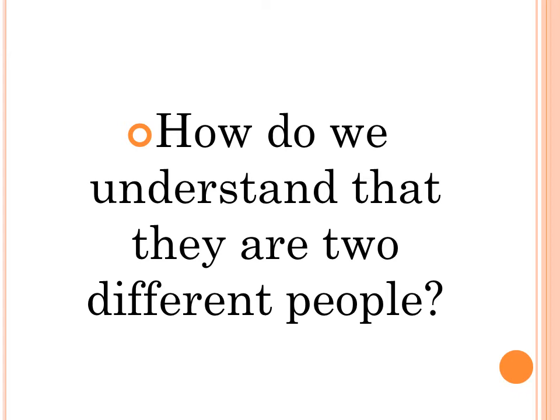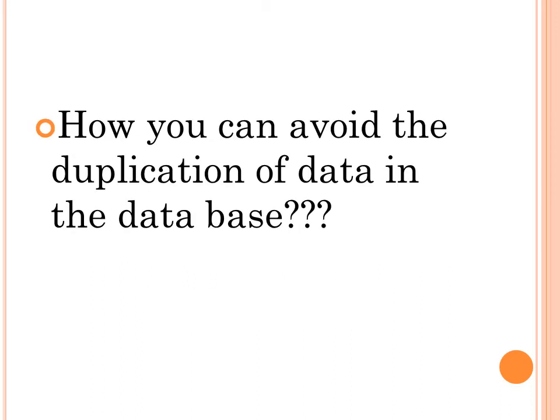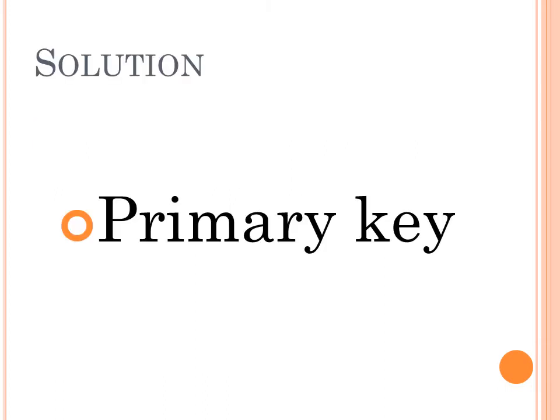Okay, the question arises: how do we understand that they are two different people? If they have the same record, how can you identify them? The second question is how you can uniquely identify a record in the database. Third is how you can avoid duplication of data in the database table. These are the questions, and what about the solution? The solution is the primary key. We can set the primary key in the table so that you can easily and uniquely identify the record.